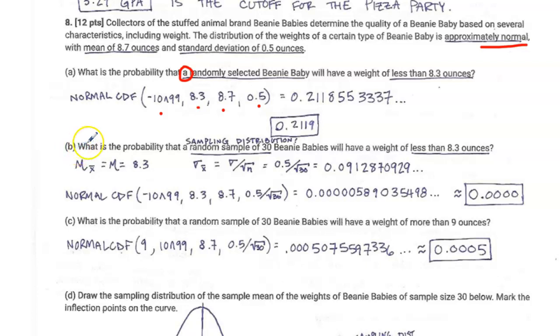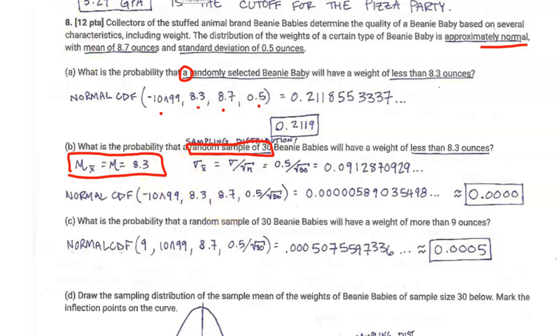For the next one, it asks the probability that a random sample of 30. Wow, this is a lot different than one Beanie Baby. Now we're talking about a sampling distribution. The mean of a sampling distribution is the same as the mean of the population, so that's fine. That 8.3 stays.